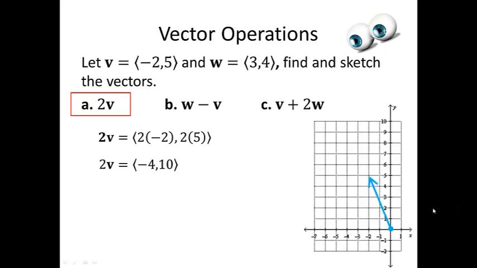So again, that's my v. It's negative 2 to the left and 5 up. Now 2 times that would just be like that. So there's the answer.